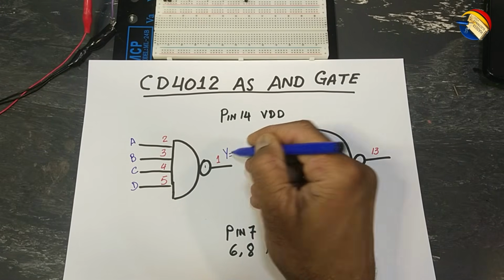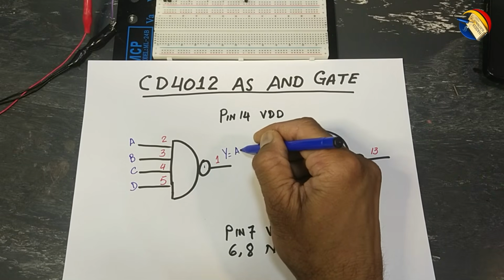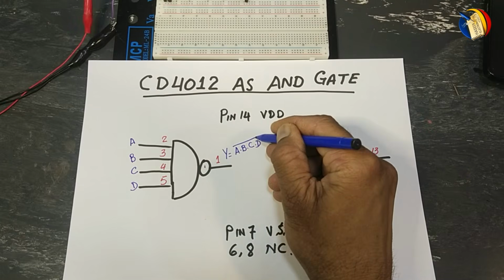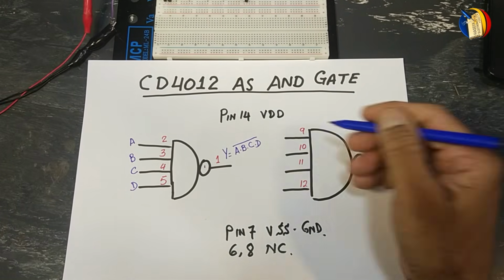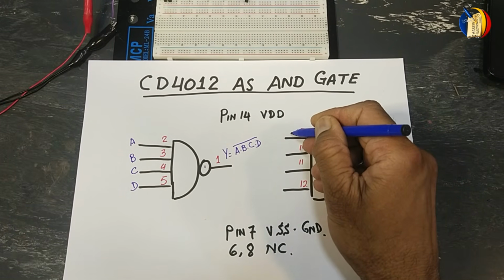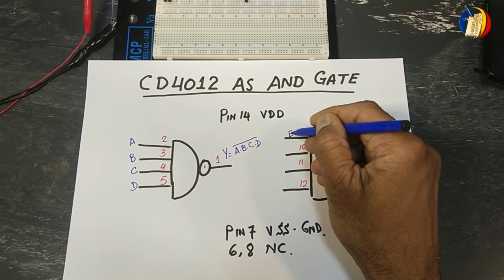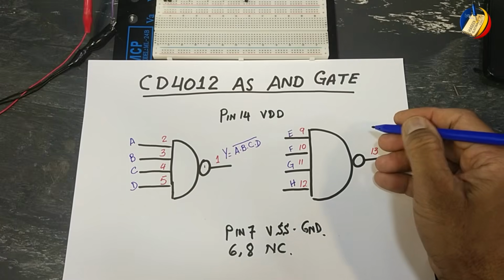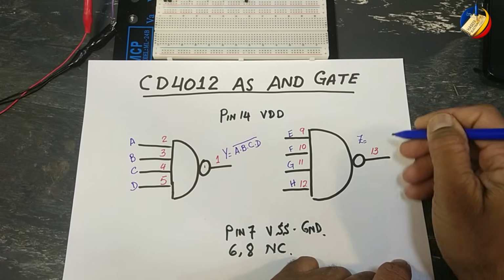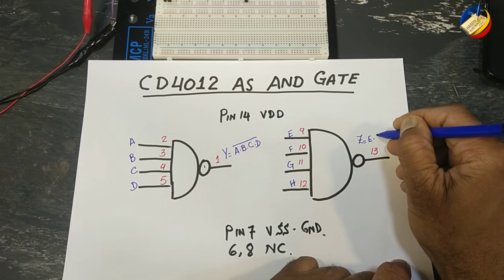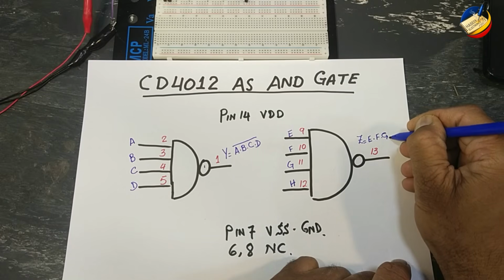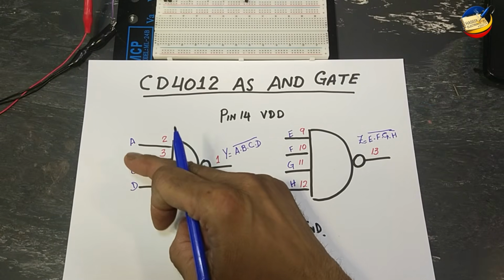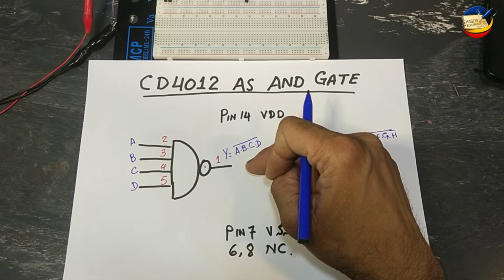Y output. Y is equal to A dot B dot C dot D, all barred. This is the NAND function. Same here, if I write it, E, F, G, H. Output Z from this section is E dot F dot G dot H, barred. When all inputs are high, output will be low.